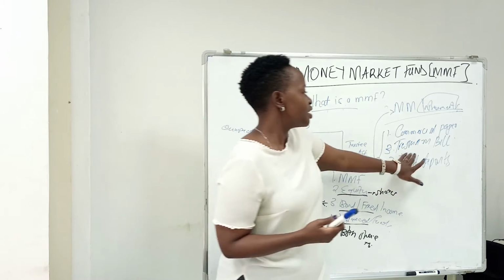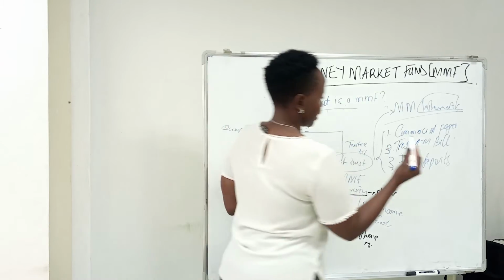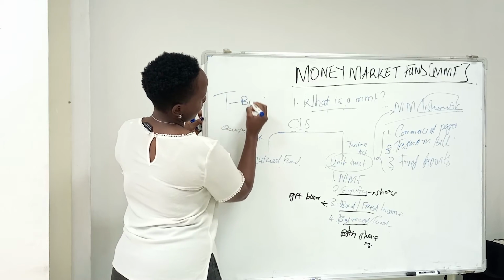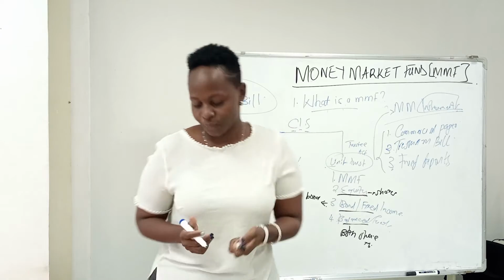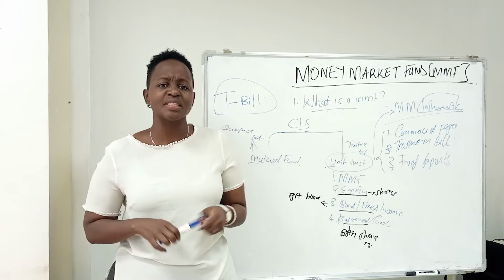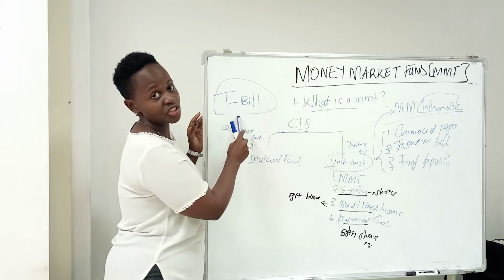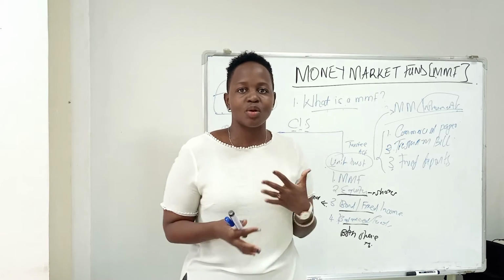The second is the treasury bill, or what people commonly know as the T-bill. Let me write it here: T-hyphen-bill. Now this is the treasury bill. A lot of people actually ask what it is, what does it entail, what does it do, so I'll film another video explaining the treasury bill in detail.